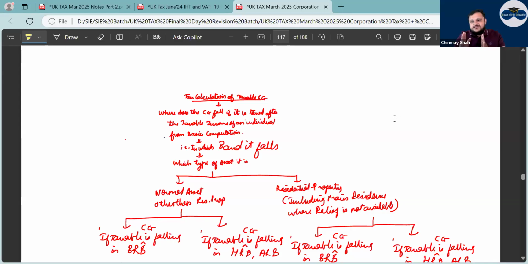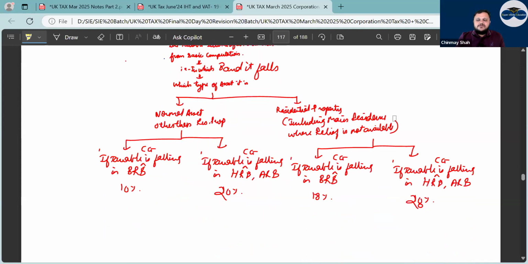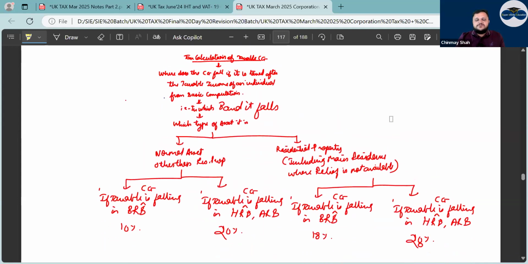Sir, if it is a normal asset and if it is a residential asset, correct? Or if it is a residential property. Normal asset, no tension, correct? If it is a net CG of normal asset or a net CG of residential property. Normal asset will be taxed at. Now what will happen? You go with this taxable CG into the main computation.